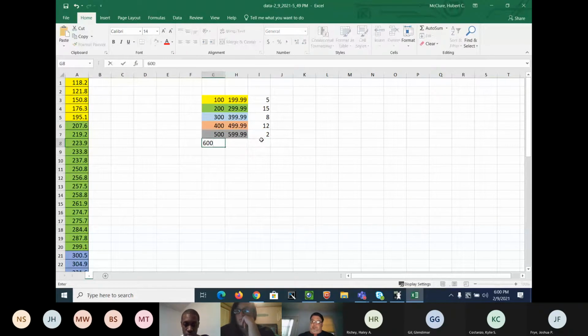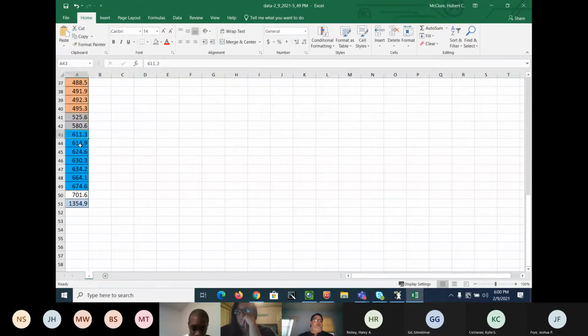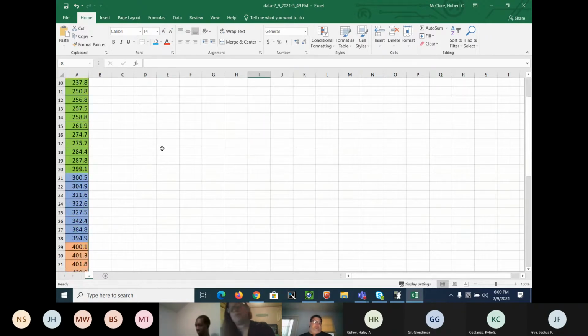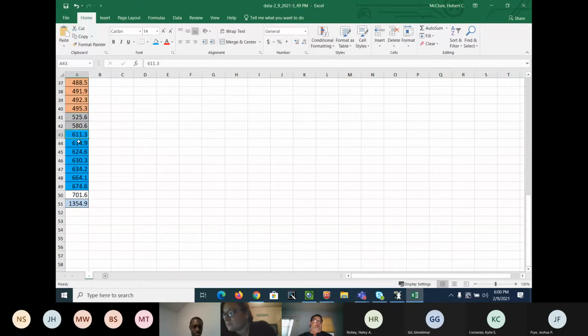600 to 699.99. And how many we got there? 1, 2, 3, 4, 5, 6, 7. I just used Excel to count because I wasn't going to take class time to put 500 numbers in order. That's why I forgot how many I counted. Too many. I suck. 1, 2, 3, 4, 5, 6, 7.